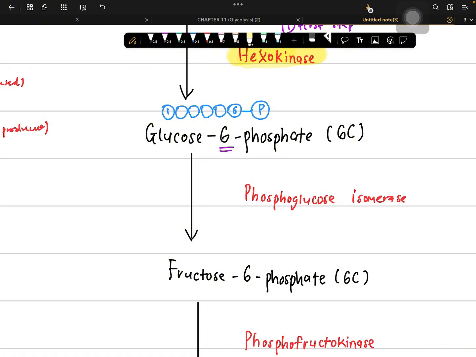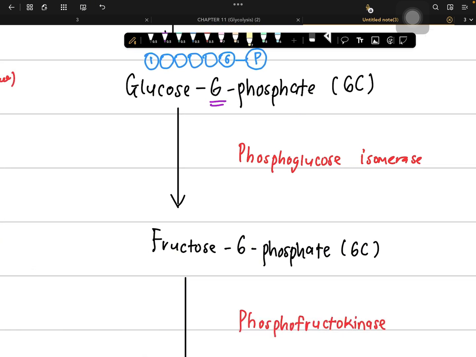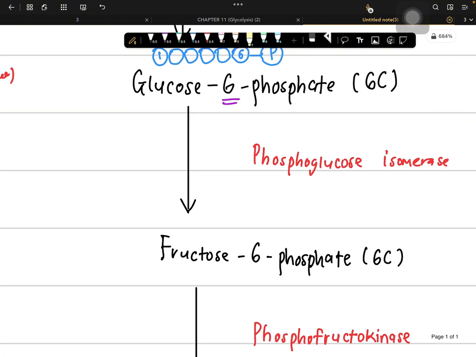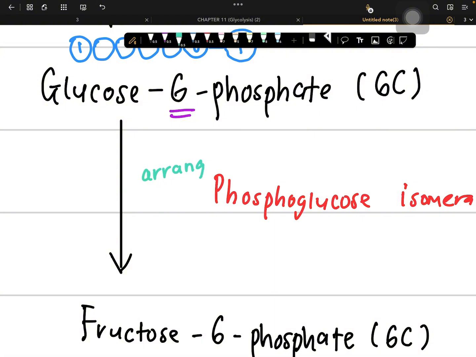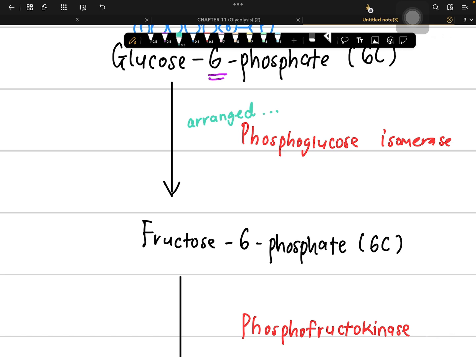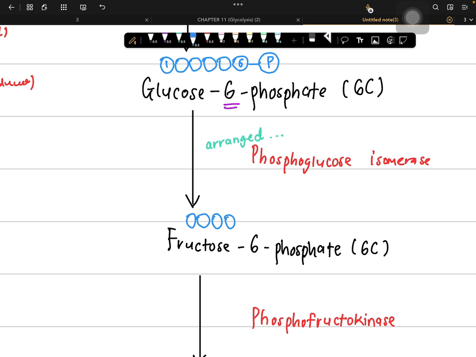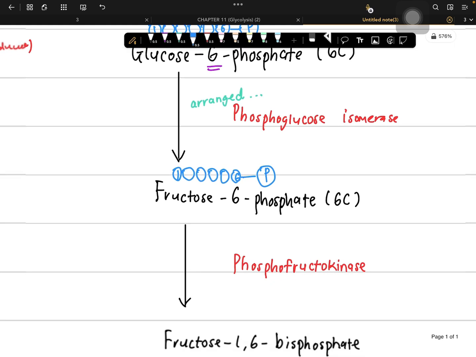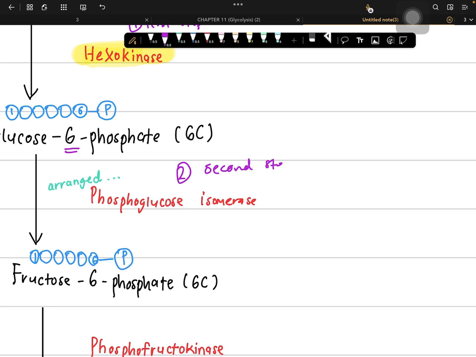Moving on to the next step, the glucose 6-phosphate is transformed into fructose 6-phosphate. The keyword here is rearranged: glucose 6-phosphate is rearranged into fructose 6-phosphate, which is an isomer. So the structure remains the same, 3, 4, 5, 6 remain the same. The phosphate group is still attached to the 6th carbon. So this is the second step.